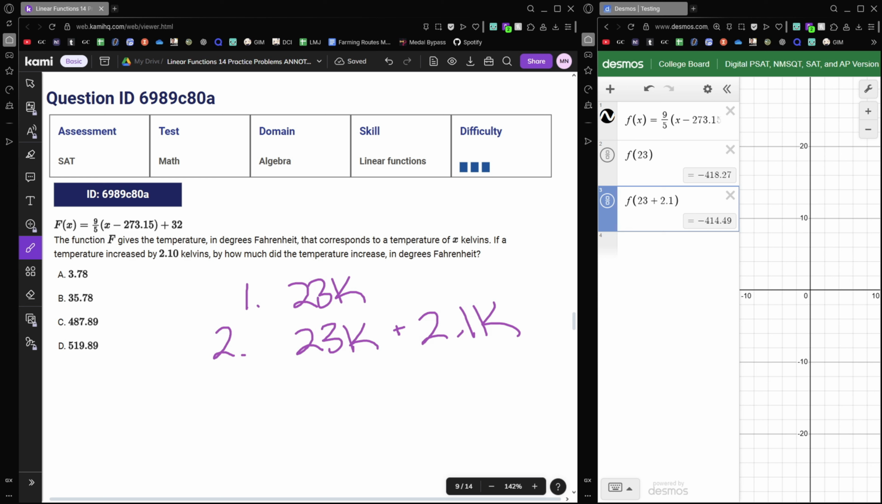And to find out how much the temperature increased, we would take our ending temperature and then subtract the starting temperature from it. And we get that the amount of degrees Fahrenheit it increased by is 3.78, which means our answer is A.